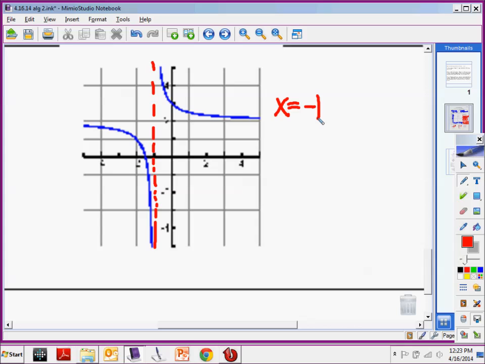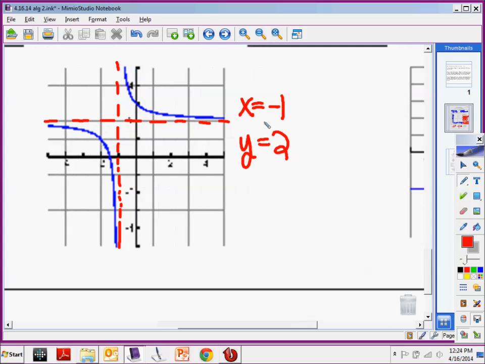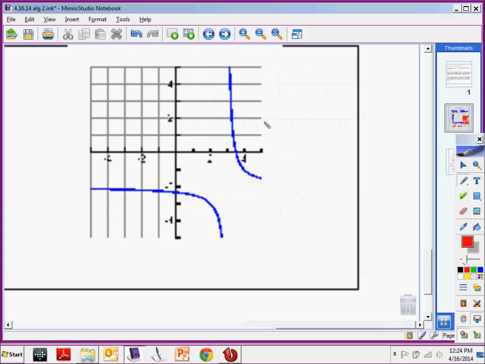And then let's try again. y equals 2. I'm on the ball. Okay, if you say so. Whatever floats your boat.